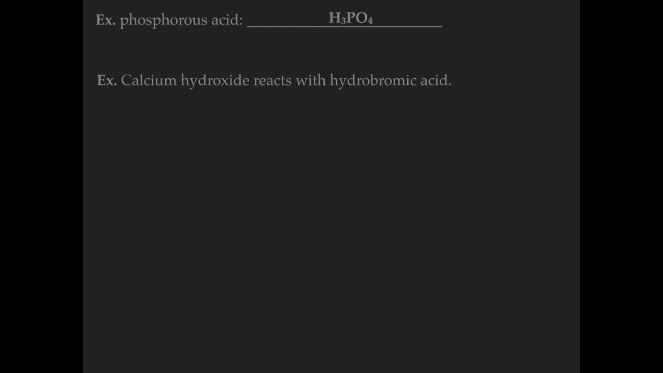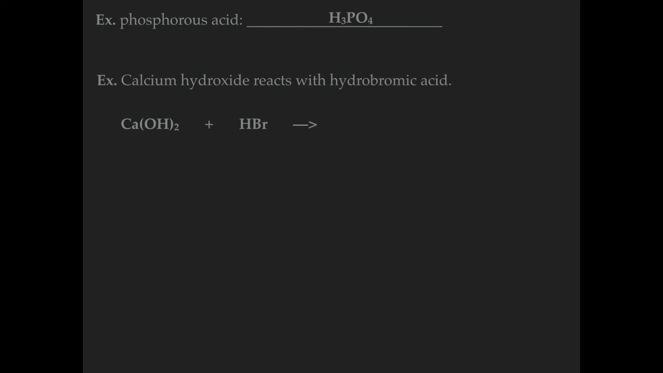So let's look at this example here. I'm told I have calcium hydroxide reacting with hydrobromic acid. So calcium hydroxide would be Ca(OH)2, that's your base. You know how to write those already. And hydrobromic, remember hydro is when you just have an anion. So in this case, it's just Br with H. So it would just be HBr when you cross your charges.